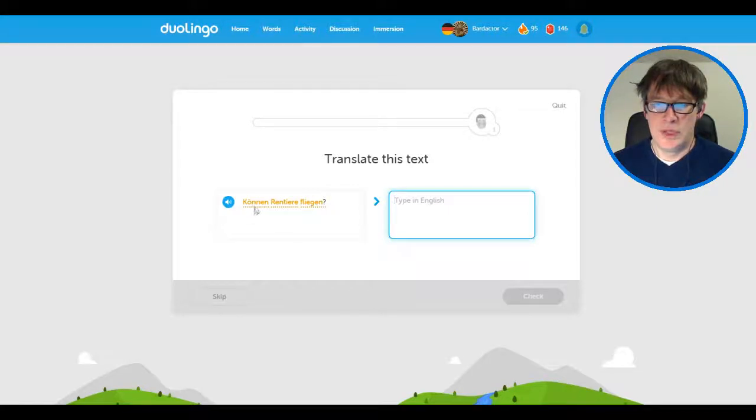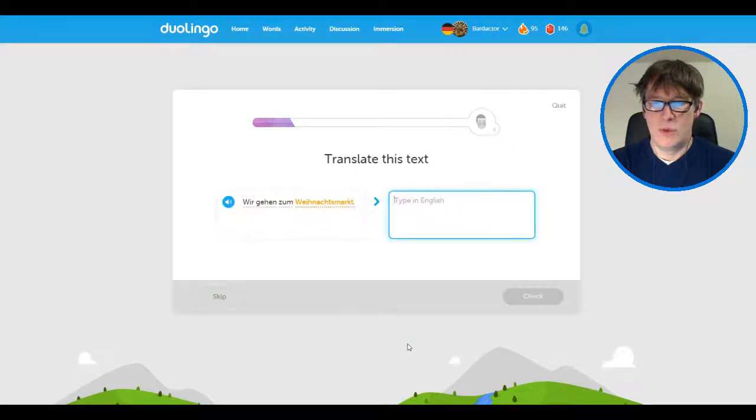Können Rentiere fliegen? Can reindeer fly? Oh, that's cute. Wir singen Weihnachtslieder. We sing Christmas carols? Weihnachtslieder. Christmas songs. Okay. Wir singen, okay. Sie wirft Schneebälle. Snowballs. She is throwing snowballs. Sie wirft. Oh, that makes sense.